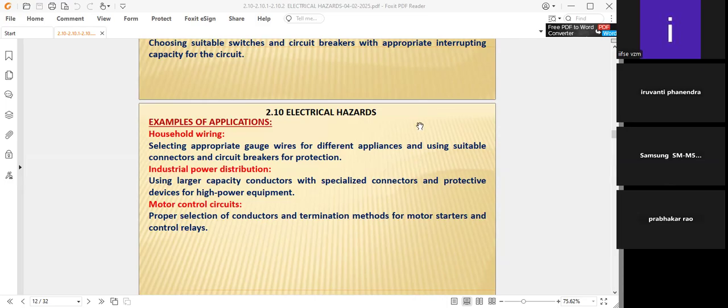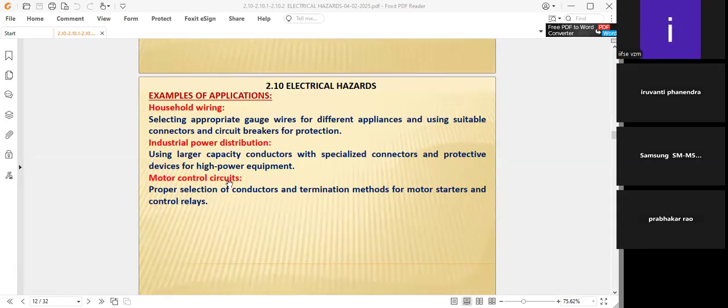Apart from this, the industrial power distribution circuit diagram should be displayed in the electrical panel room or in the electrical office rooms. The electrical engineer should ensure that everybody knows about the power distribution throughout the organization.